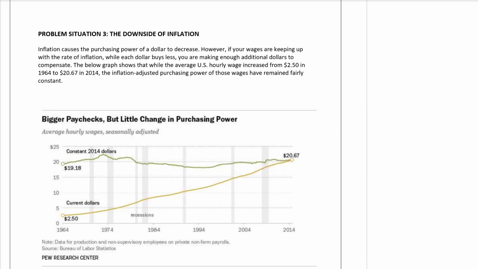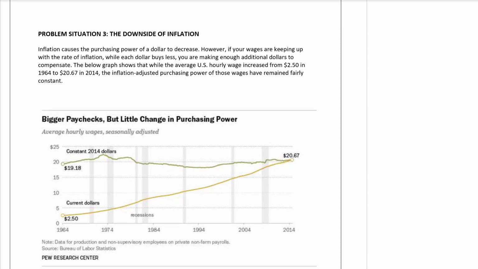So problem situation 3, the downside of inflation. Inflation causes the purchasing power of the dollar to decrease, meaning that with that $1, $10, you can buy less and less of goods as time goes by. However, if your wages are keeping up with the rate of inflation, like if you're earning more, while each dollar buys less, you are making enough money to buy the same amount of goods as before to compensate.